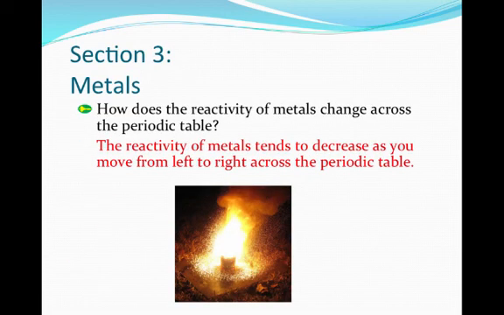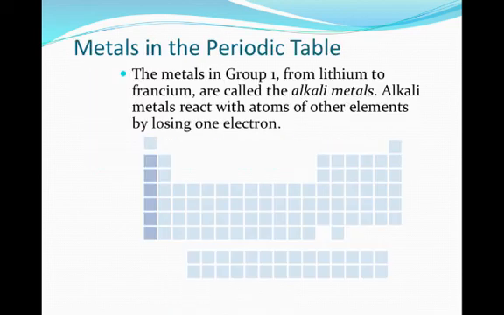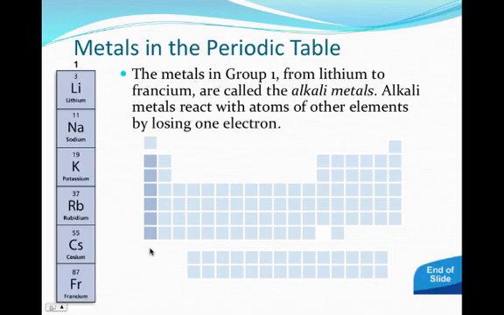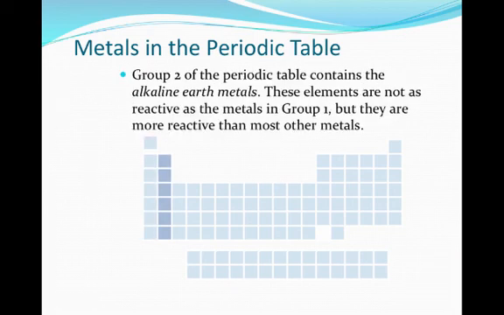So how does the reactivity of metals change? The reactivity of metals tends to decrease as you move from left to right across the periodic table. So if you're looking at a periodic table much like this, these are the most reactive metals, and as we move from left to right, they become less reactive. The first group here is from lithium down to francium, and those are called the alkali metals. And they react with atoms of other elements by losing one electron. These react the most. They want to bond right away with another element.